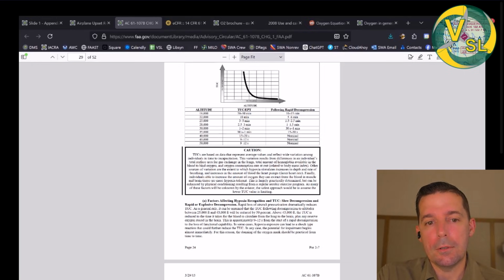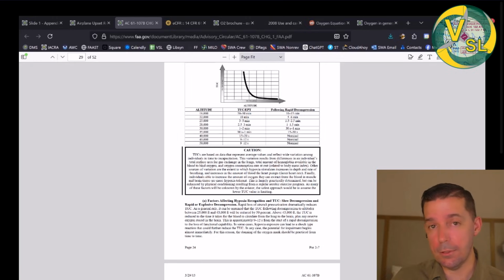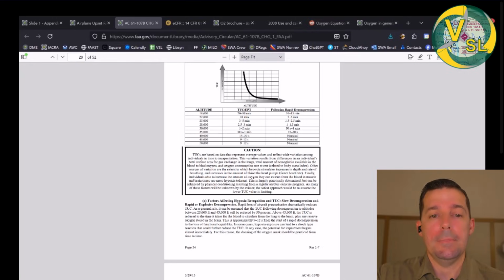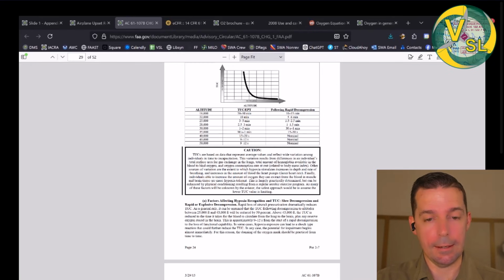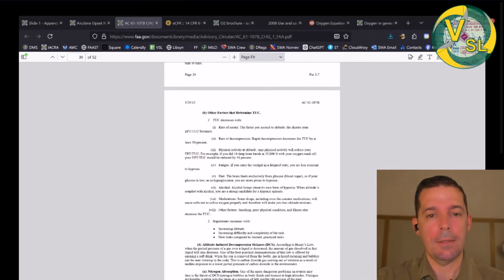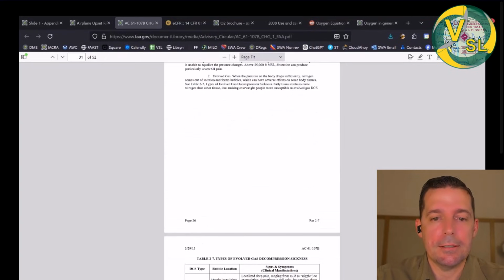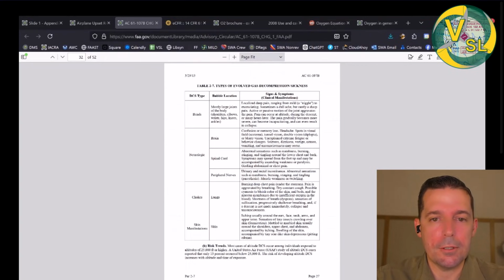So if you see where most of the commercial airliners are, it's 15 to 20 seconds of time of useful consciousness with a slow decompression, and it says nominal following a rapid D. So if you're at 40,000 feet and have a rapid D, you almost have no time. And at 35,000 feet, at least you have 15 to 30 seconds. You do have a little bit of time to get that mask on. But the altitudes you're talking about in general aviation, you've got some minutes, let's say, but it's definitely nothing to play around with. All right, and it talks about the effects or the different factors in time of useful consciousness. All right, types of evolved gas decompression sickness.